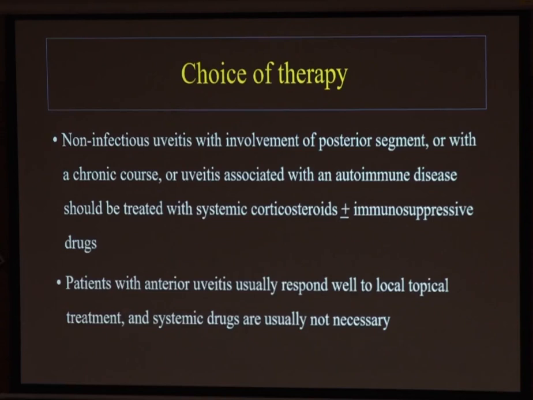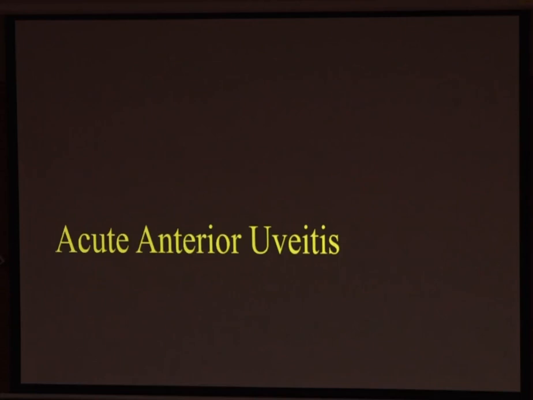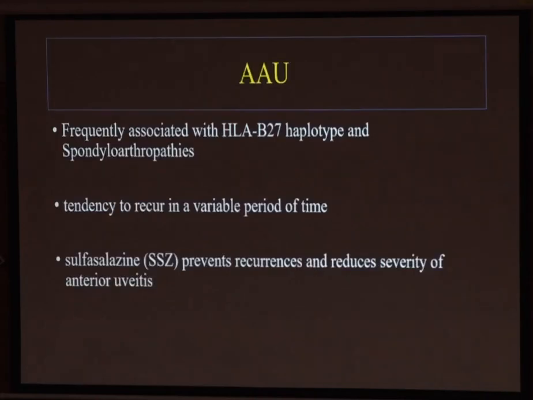So the choice of therapy when it comes to non-infectious uveitis, where the posterior segment is by and large involved, or when you have a chronic uveitis or you have uveitis with autoimmune disease, you need to treat them with systemic corticosteroids, with or without immunosuppressive drugs. And patients who have solely anterior uveitis usually respond very well to topical treatment, and systemic drugs are usually not necessary. So let's see the first condition, and the commonest that we face, which is acute anterior uveitis.